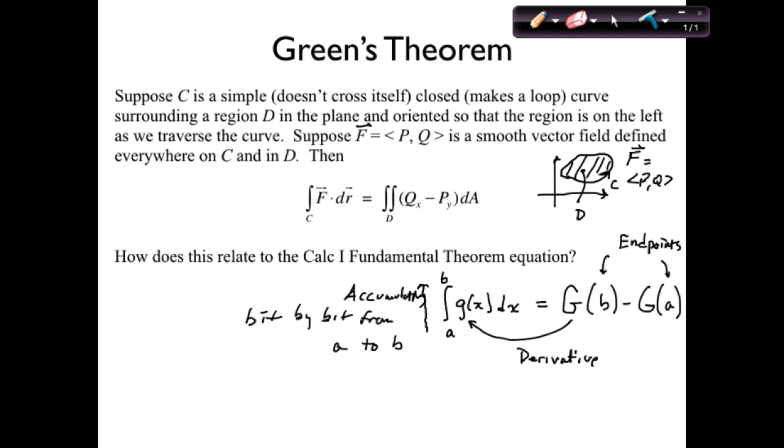So this side is accumulating bit by bit using the rate of change, right? This side is basically looking at the total net difference of final minus initial of the function. So this is essentially the fundamental theorem. So we want to relate this. How can we relate this to all these things we're talking about here in our fundamental theorem? So let's go check something here.